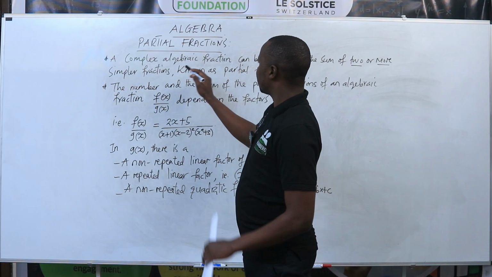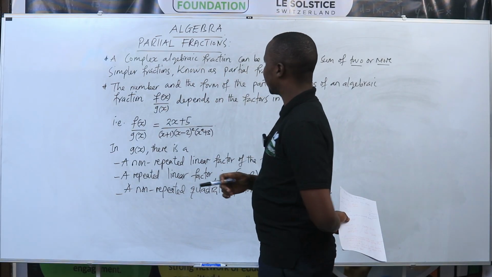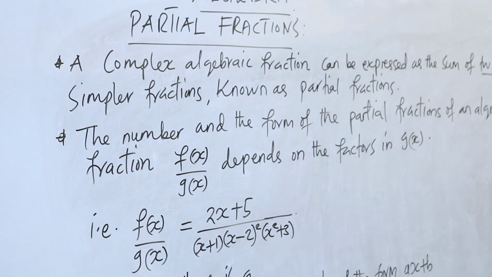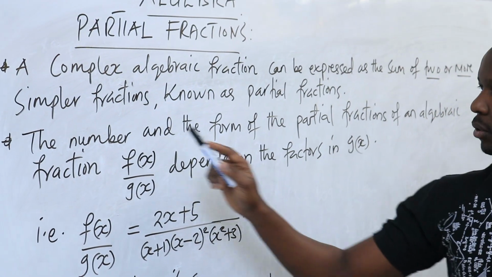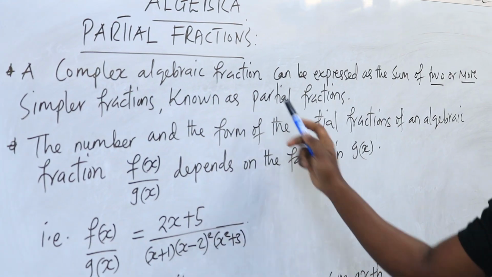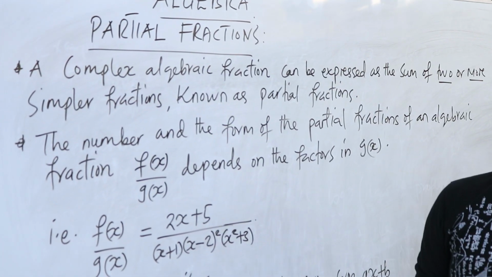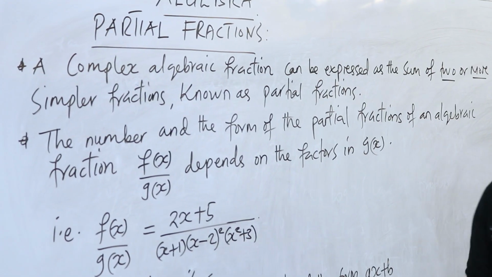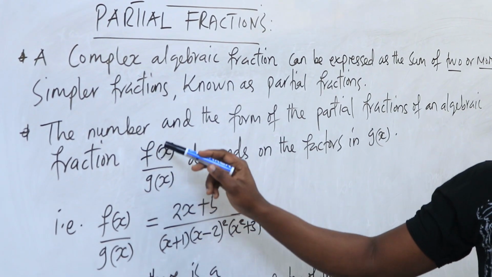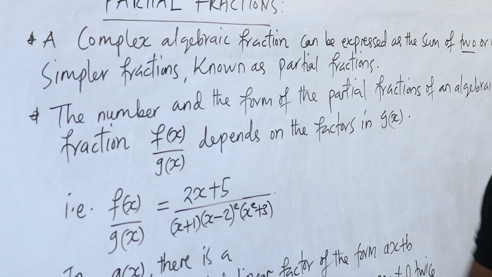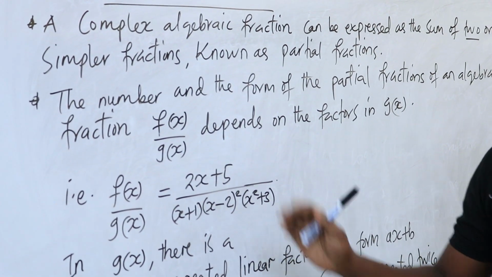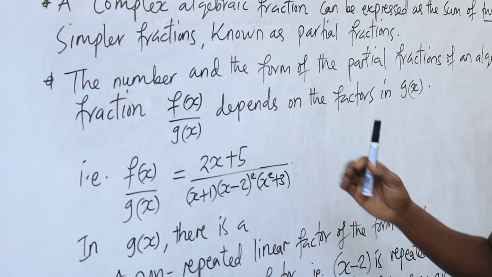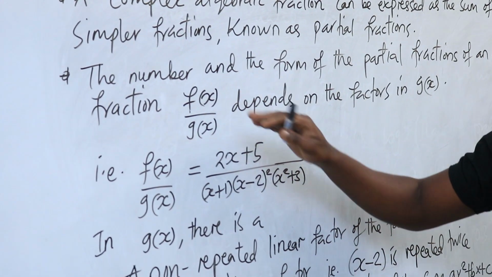From the concept of the complex algebraic fraction, we can say these complex algebraic fractions can be expressed as the sum of two or more simpler fractions, known as partial fractions. So the number and the form of the partial fraction of an algebraic fraction, for example, this one here, we have the numerator expression and the denominator expression of certain partial fractions. Now, how can we form the numbers of partial fractions from these expressions?